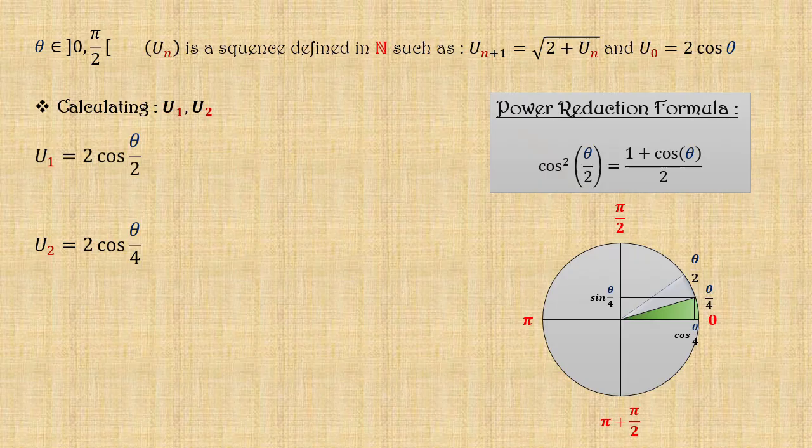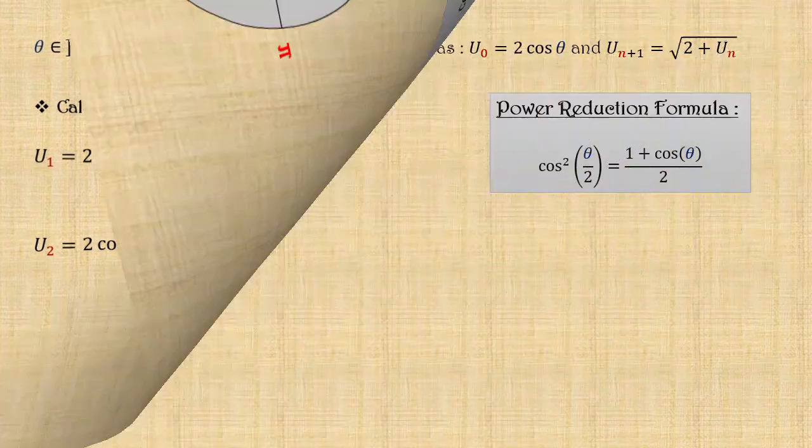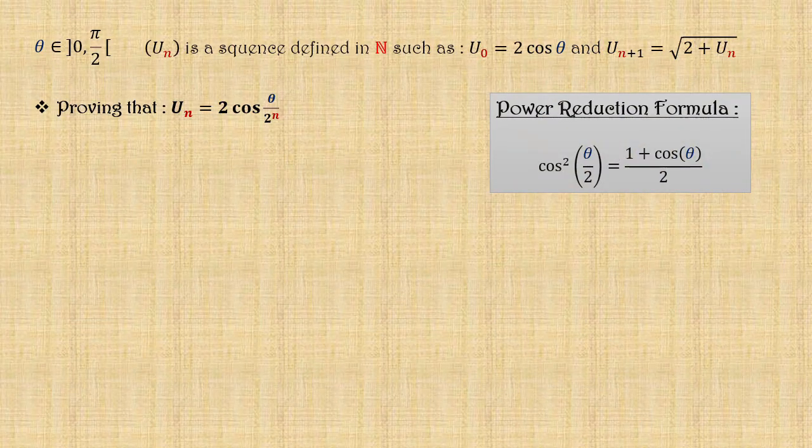Now let's prove that the general term un equals, in terms of n, 2 times cosine theta over 2 to the power of n. As we will be proving this by induction, we will at first verify that the first term u0 equals indeed 2 times cosine theta, according to this expression. And then we will prove that un plus 1 equals 2 times cosine theta over 2 to the power of n plus 1, assuming that for an arbitrary value of the natural number n, un equals 2 times cosine theta over 2 to the power of n.